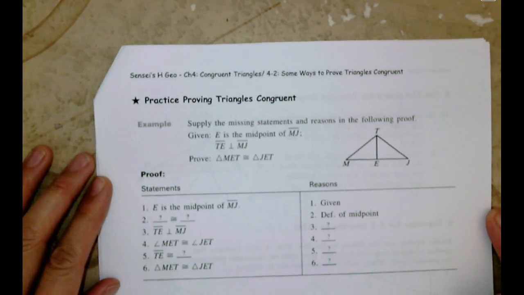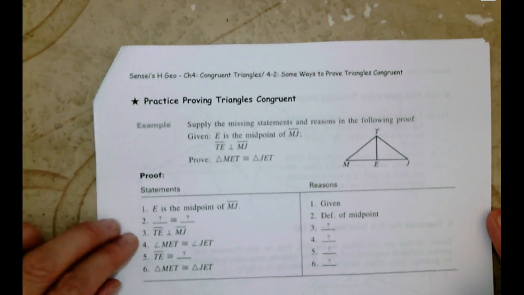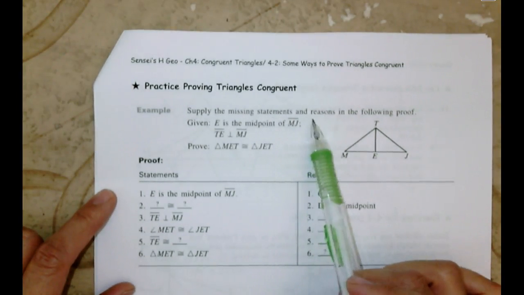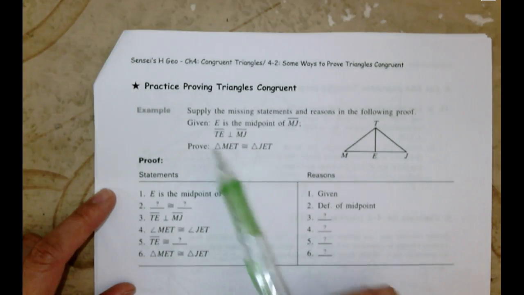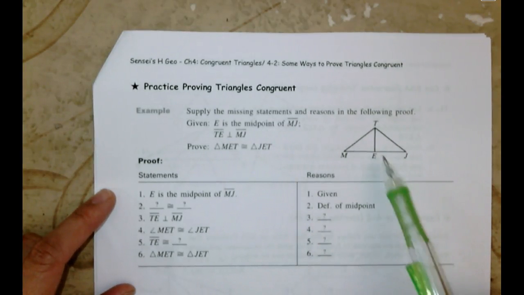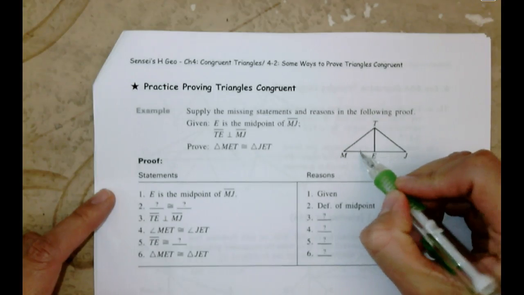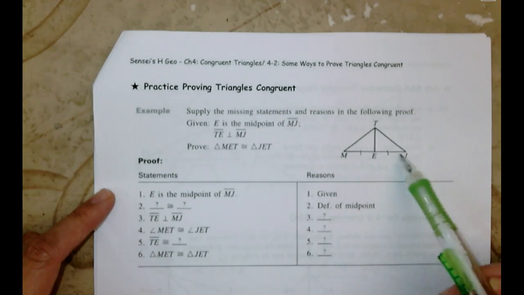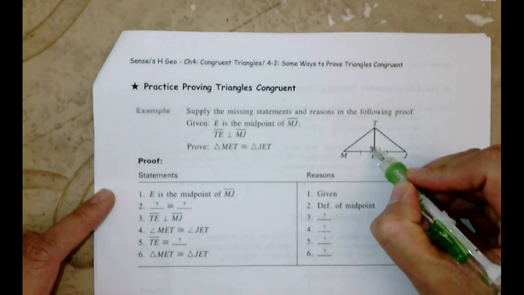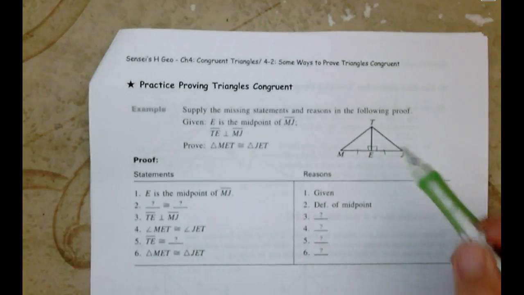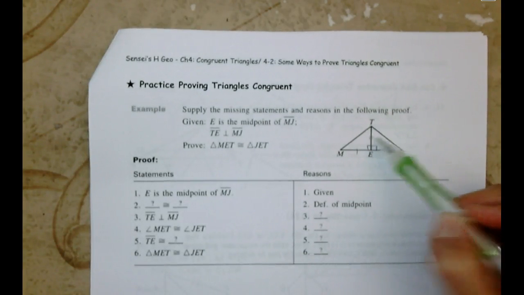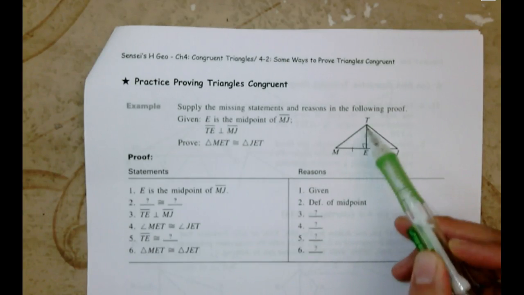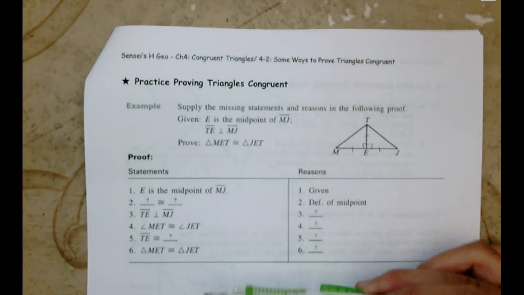Let's try a proof on proving triangles congruent. This is what you'll be doing a lot in this section. Okay, so supply the missing statements and reasons in the following proof. E is the midpoint of MJ, so these are the same lengths. And TE is perpendicular to MJ, so this is 90 degrees and this is 90 degrees. Now, this side is shared, so these are congruent, right? So you already see this is side, angle, side, side, angle, side, and these are congruent. So that's what you have to prove here.